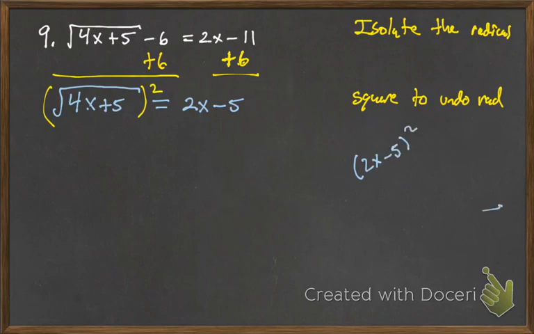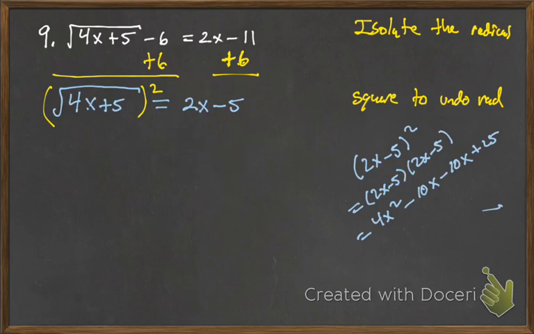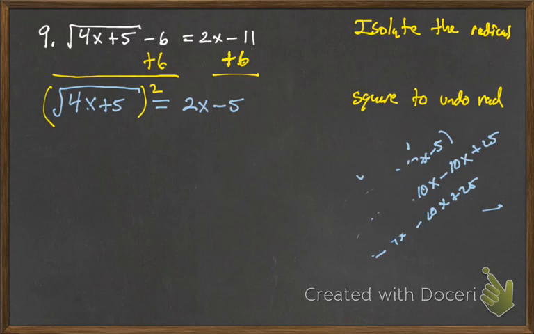Okay, so 2x minus 5 squared: 2x minus 5, and 2x minus 5. So that gives us 4x squared minus 10x, minus 10x, and plus 25. So that's what's going to appear on the left-hand side, the other left, the right-hand side of the equation. Okay, so let's get this out of the way.